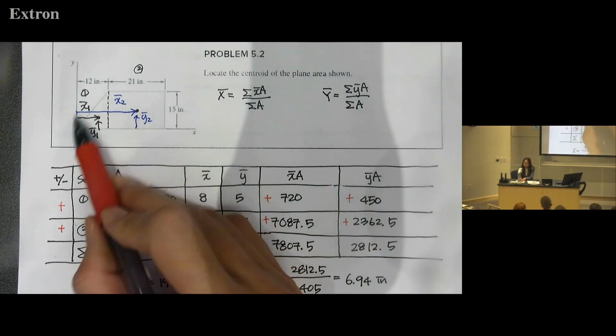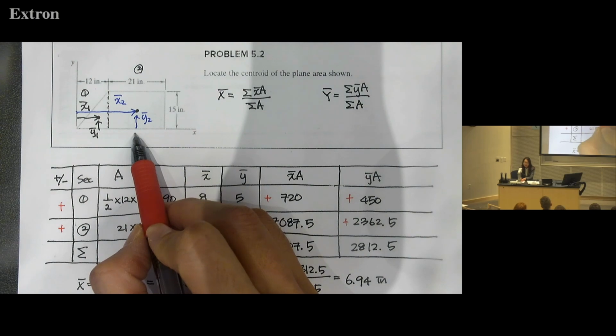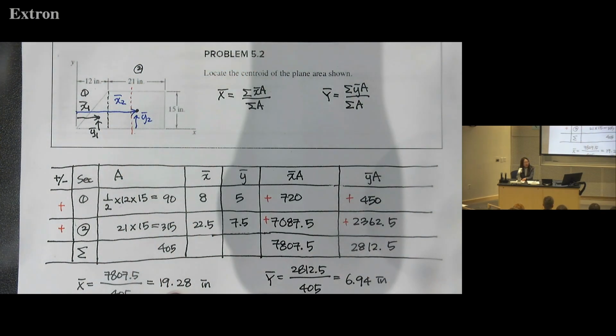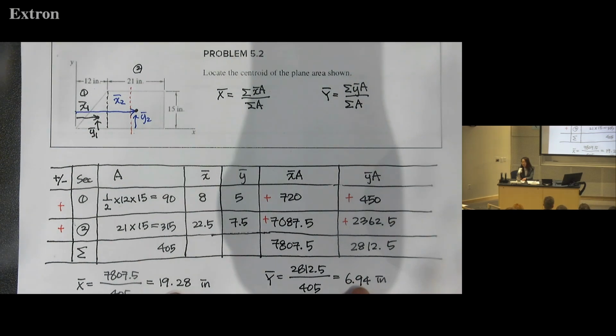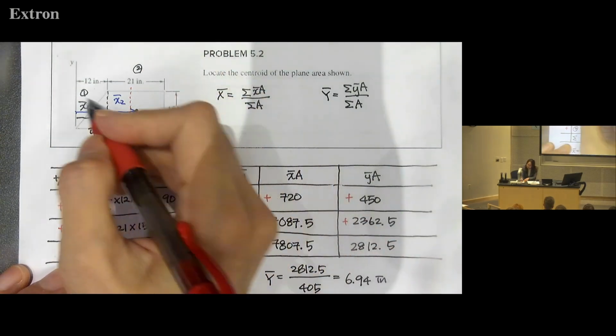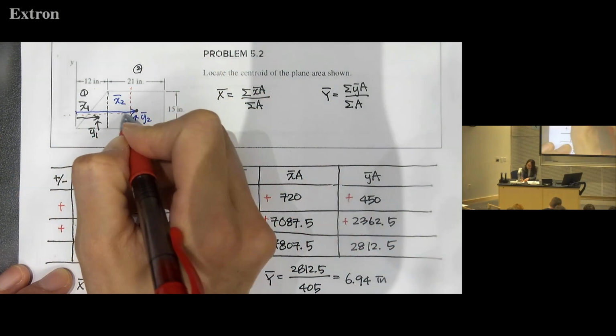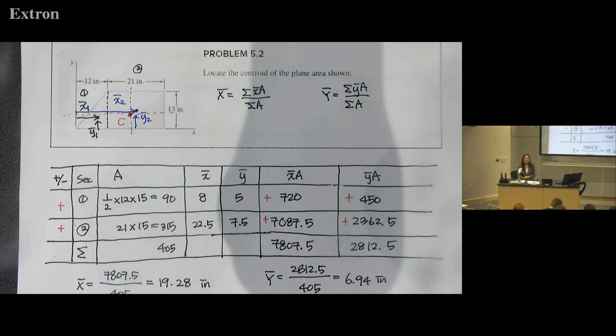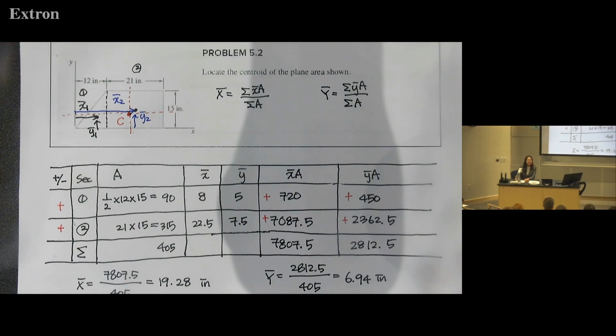19.28, this is 12, and then 22.5, so a little bit left side, right? So somewhere here. And the y bar is 6.94, so about 7. So less than y bar 2, right? Something like this. Somewhere here. What do you think? Make sense? Yes. It makes sense to me too. So then, yes, I can get this number, right? And then move on. Any questions?